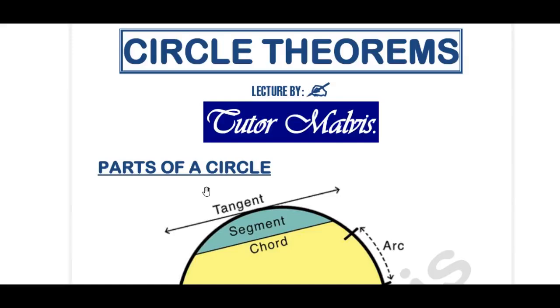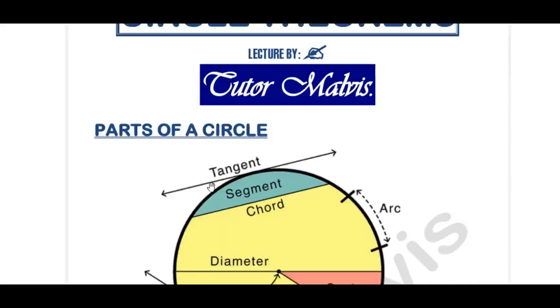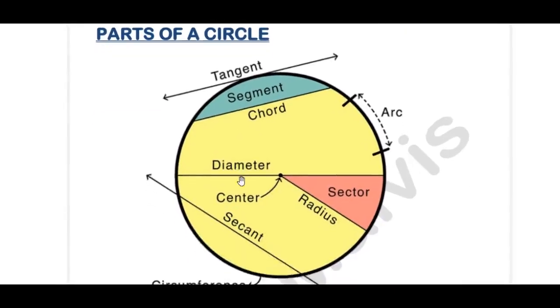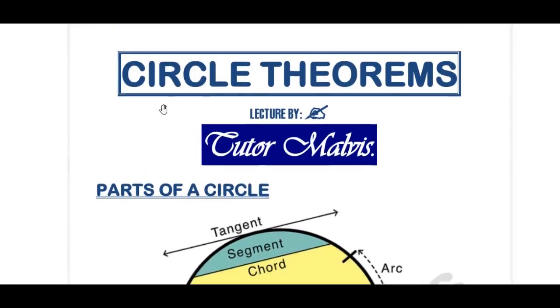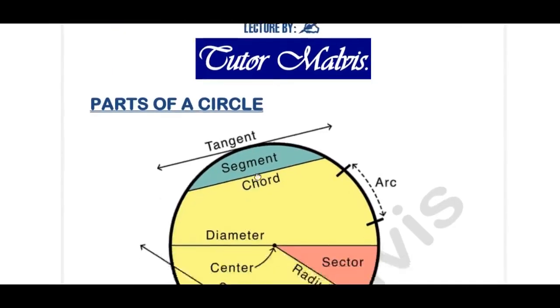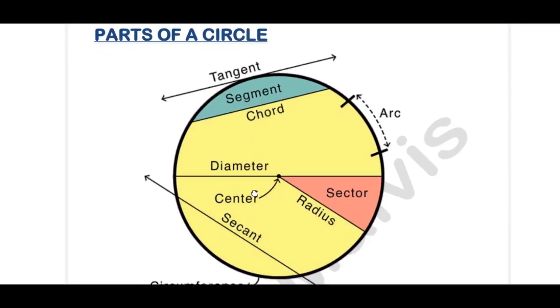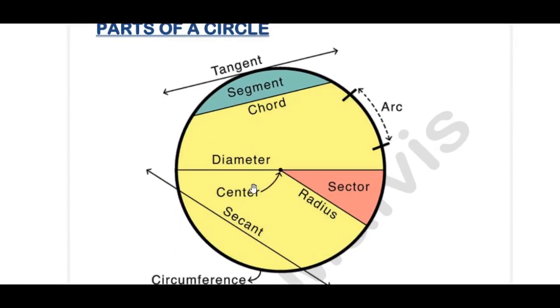Alright, so let's start by talking about the parts of a circle. Since we are discussing circle theorem, let's talk about the parts of a circle. Alright, first of all, what is a circle? A circle can be said to be a round figure, like you can see, a round figure whose boundary consists of points equidistant from a fixed point.